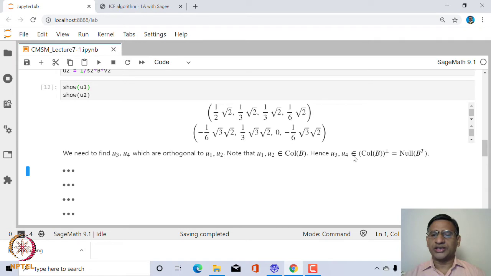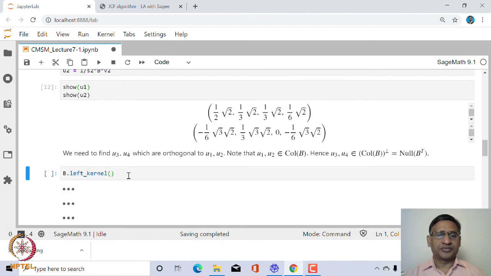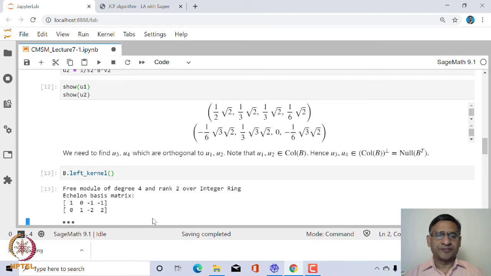Therefore U3 and U4 will be in the orthogonal complement of the column space of B, but that is nothing but the null space of B transpose, which is nothing but the left kernel of B. So let us find this left kernel of the matrix B. We know that this is the left kernel, right.